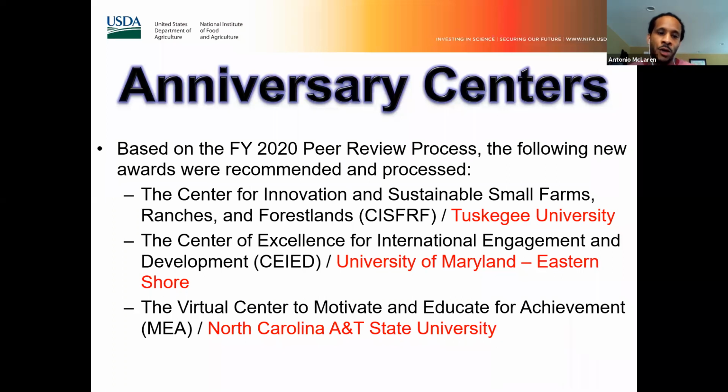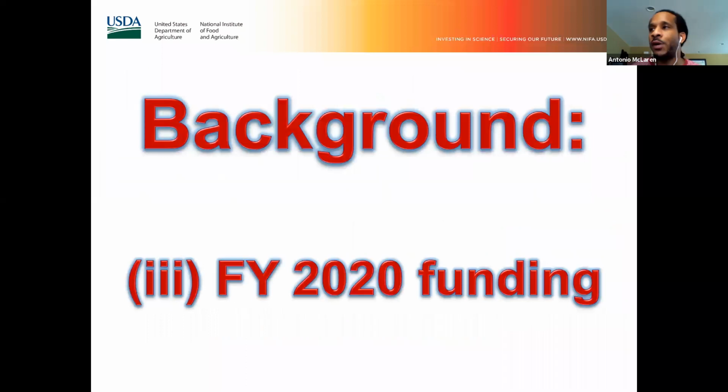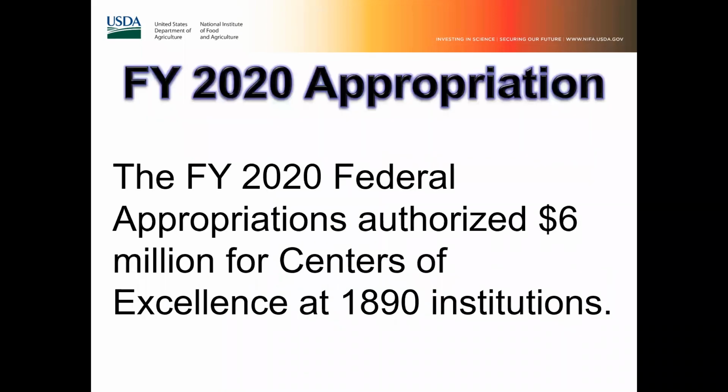All of these awards were just processed, so these awards are now official. Now I'm going to move into the last section of background information. This is really going to emphasize the FY 2020 federal fund appropriation, which is really the emphasis of this listening session. So with regard to that appropriations bill, $6 million was authorized for centers of excellence at 1890 institutions.